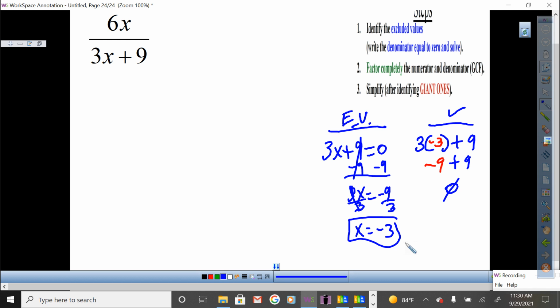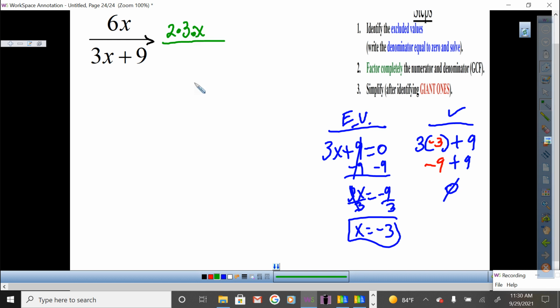Okay? Let's go to simplification, which is totally different from excluded values. Okay? Let's look at the numerator. How can I factor completely the numerator? Look at it. Tell your neighbor, what would be a complete factored form of 6x? Tell your neighbor, please. All right, Audrina, what is completely factored 6x? 2 times 3 times x. That is correct. Copy that.